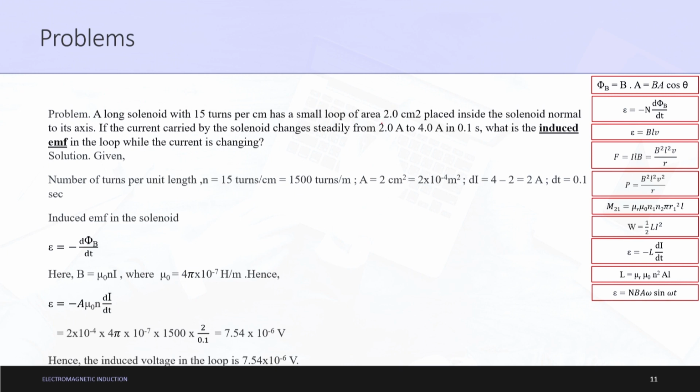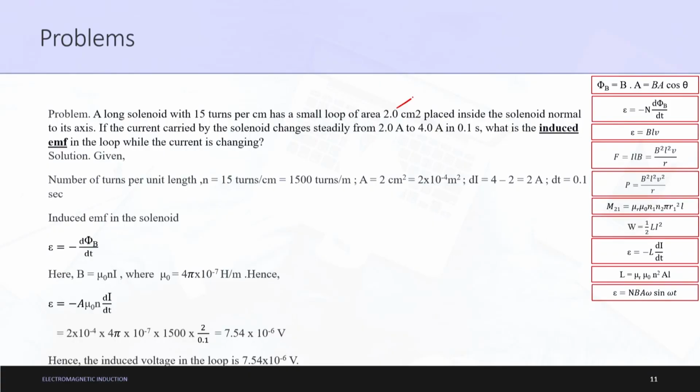Small loop of area A, again it is in centimeter squared, so we will change it into meter squared, that is 2 into 10 to the power minus 4, because 10 to the power minus 2 whole squared is 10 to the power minus 4. So, a small loop of area A, that is 2 centimeter squared, is placed inside a solenoid normal to its axis. The current carried by the solenoid changes steadily from 2 to 4 amperes, so di is given and dt is given. Please make sure di and dt are given. If anything regarding di and dt is given, the question will probably be about calculating the EMF produced due to the change in current.